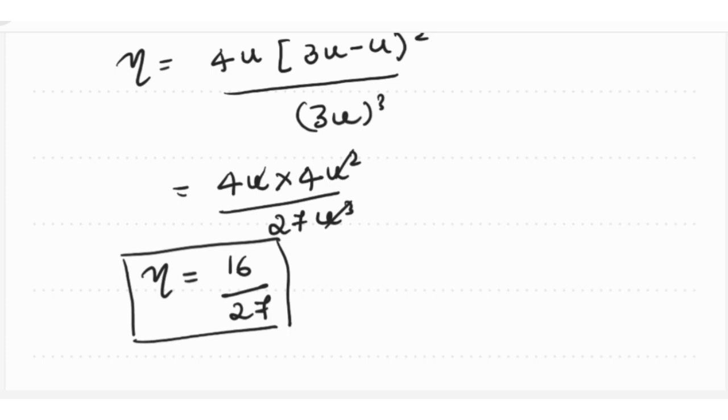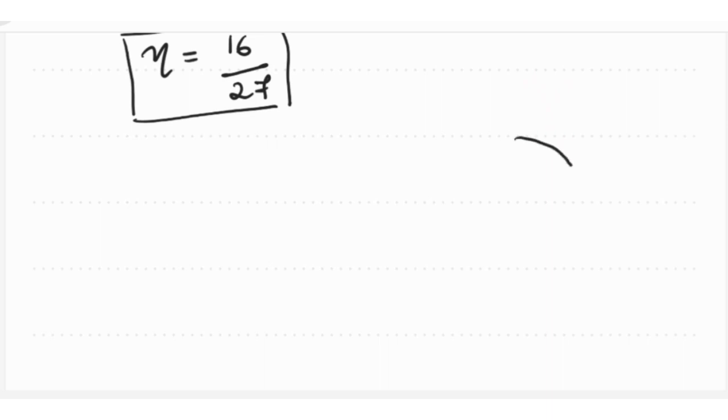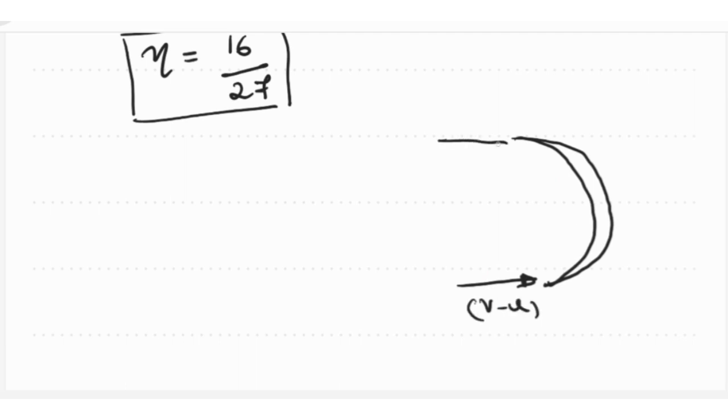So if you move to the 58th question, a small change in that question is, here water will be striking with a velocity v minus u tangentially, and it will be getting reversed in this direction with a velocity v minus u. So only the figure is changed. In the 57th question it is striking at the center, in the 58th it is striking tangentially, and the solution is the same, you will get eta is equal to 16 by 27.